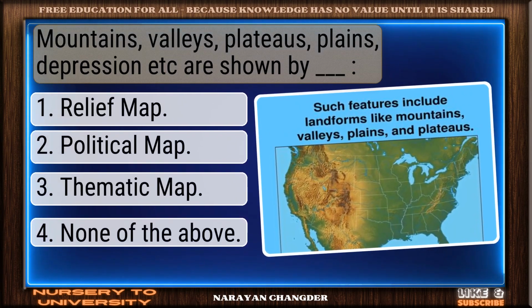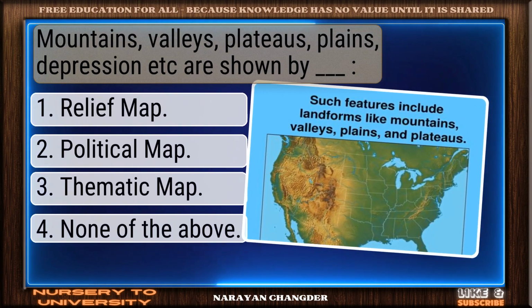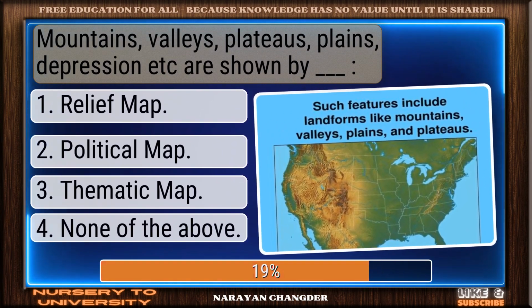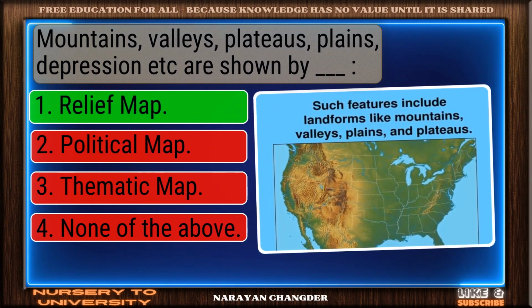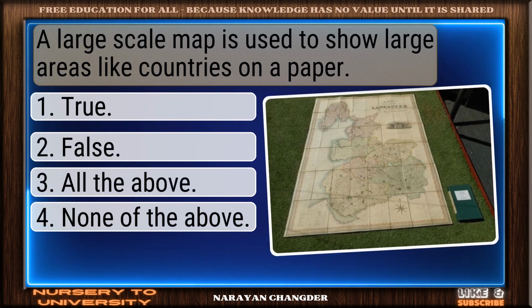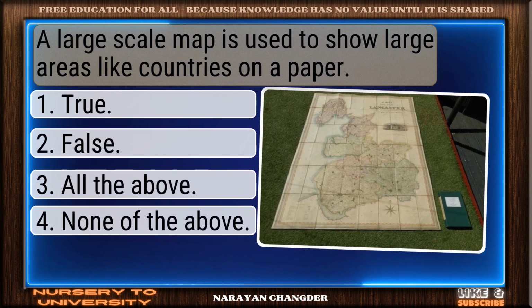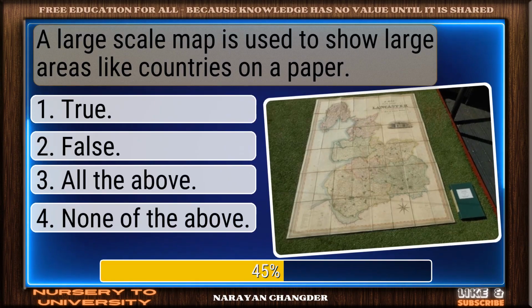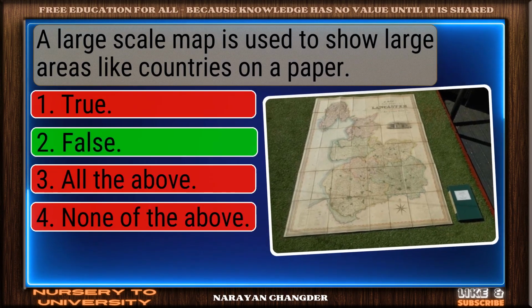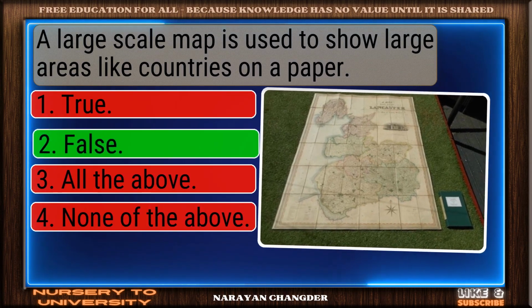Mountains, valleys, plateaus, plains, depression etc. are shown by relief maps. On track. Relief map is the correct answer. A large-scale map is used to show large areas like countries on a paper. Nicely done. False is a solid answer.